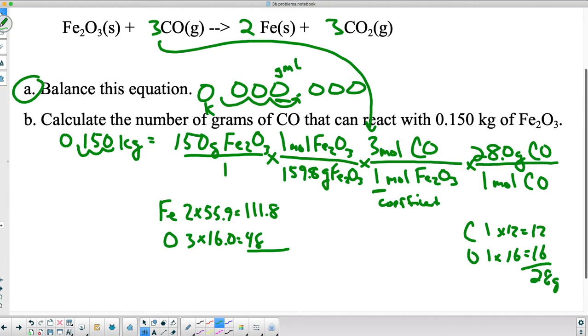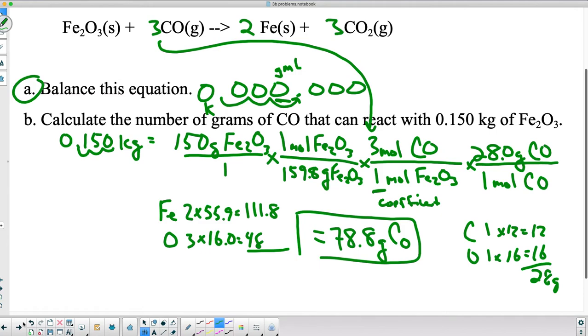Okay, so now I'm going to get an answer down here. So that's all going to equal what? So 150 divided by 159.8 equals, and then times 3, and then times 28. And that gives me a number of 78.8 grams of CO. That's letter B.